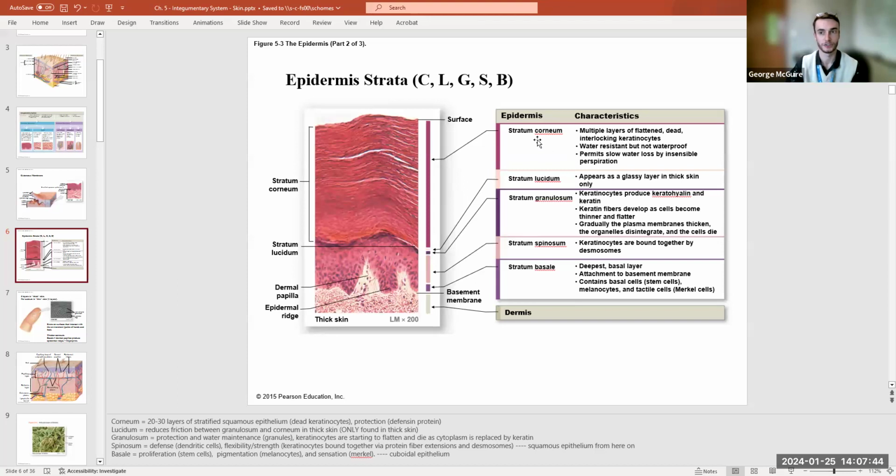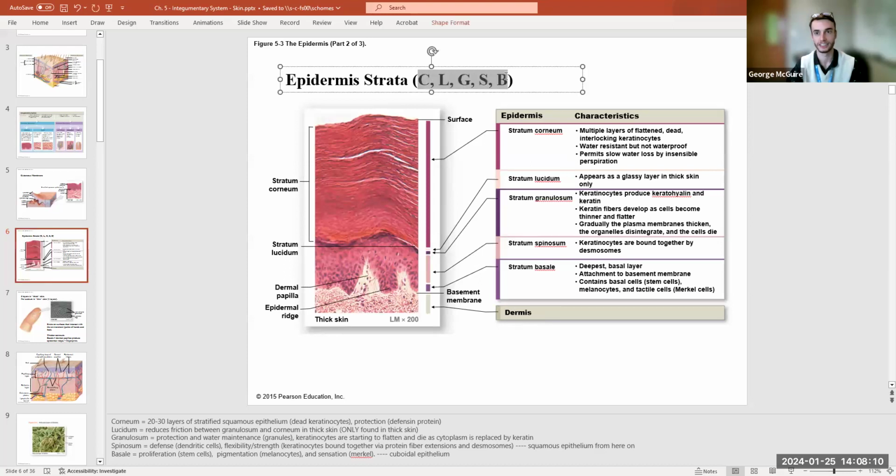So that's going to be the stratum corneum, being the outermost, stratum lucidum, which only appears in our thick skin, which is the skin on the palms of our hands and the bottoms of our feet. We then have the stratum granulosum, the stratum spinosum, and then at the very base, the stratum basale, which is what is going to have our basement membrane connecting it to the tissue in the dermis.